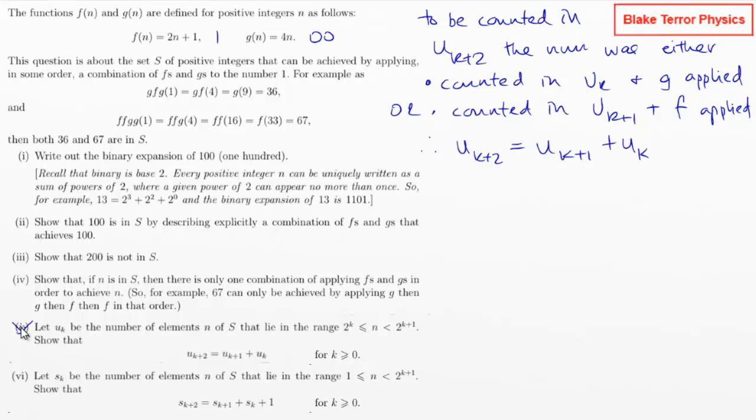See what we got for part 6 then. So let S subscript K be the number of elements N of S that lie in the range, right, so the whole lot of it. So we're doing all of the previous ones then. Right, that is interesting. So how are we doing that then? How are we getting all of them?